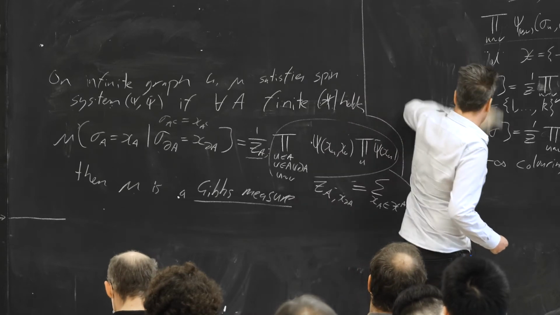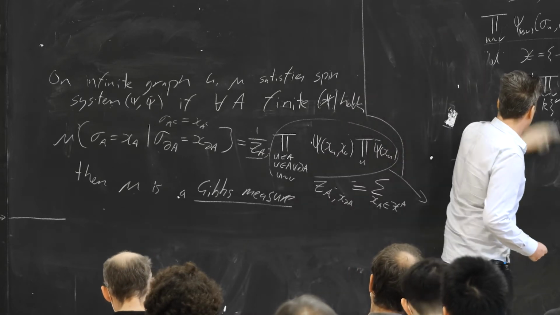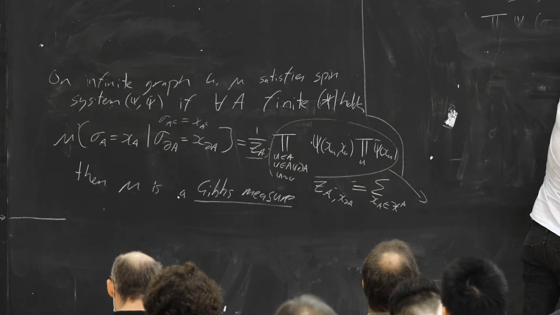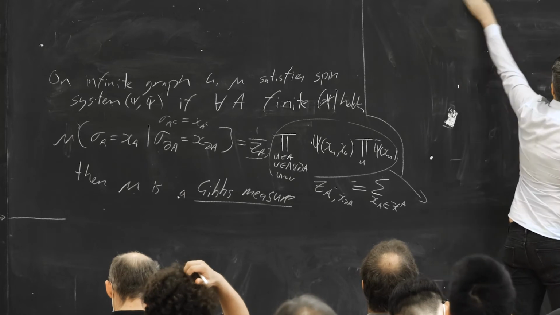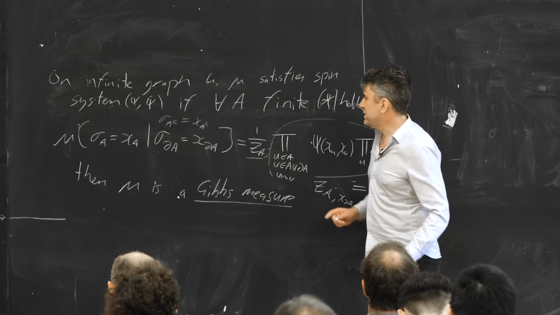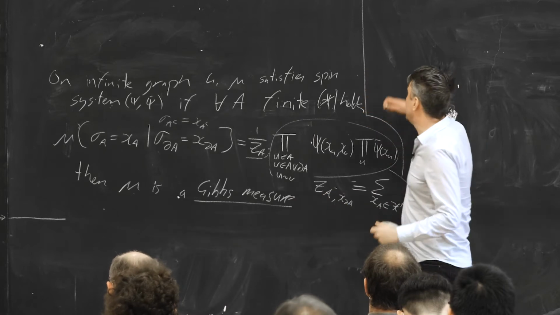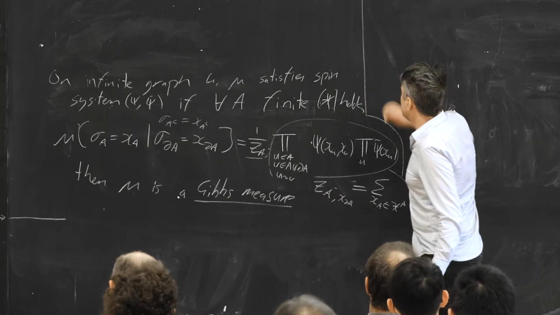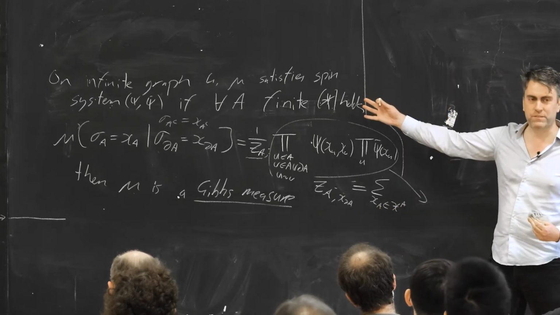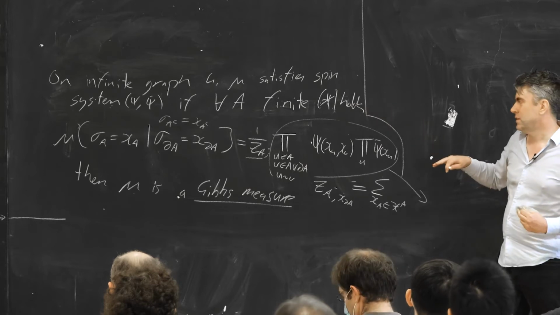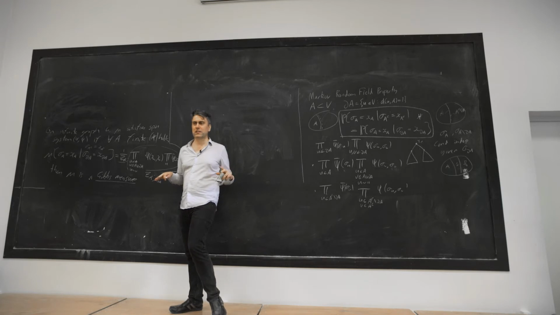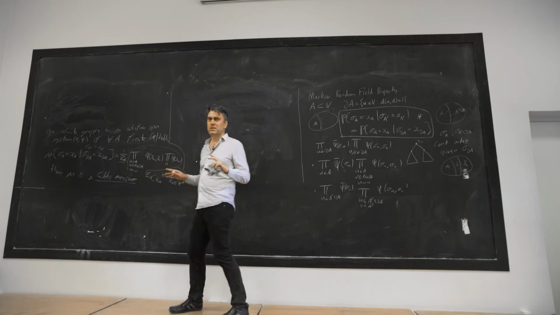So can we actually find such a measure? Well, it could be that I can find you infinite graphs on which there's no way to have any valid configurations on it. So I need to make some sort of assumption.